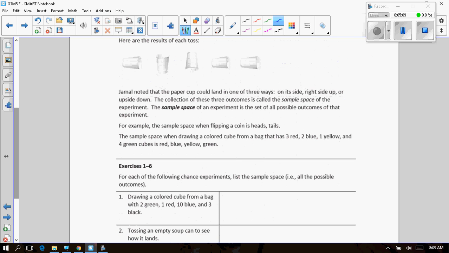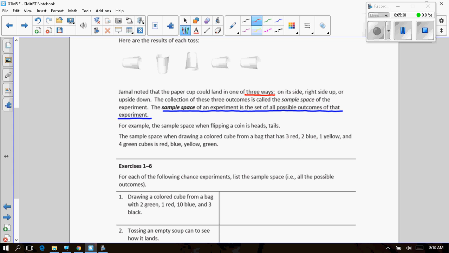The sample space of an experiment is the set of all possible outcomes for the experiment. All right. So in this particular experiment, he has three possibilities. He has three possible ways, right? So his sample space has only those three things. It can be on its side, right side up, or upside down.